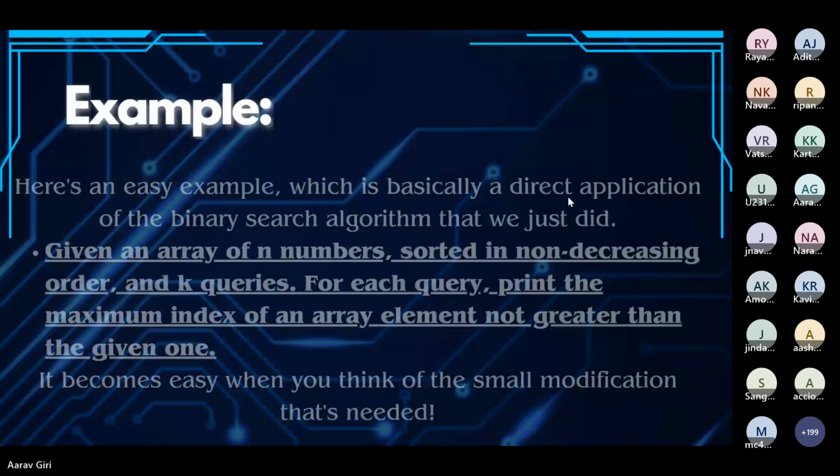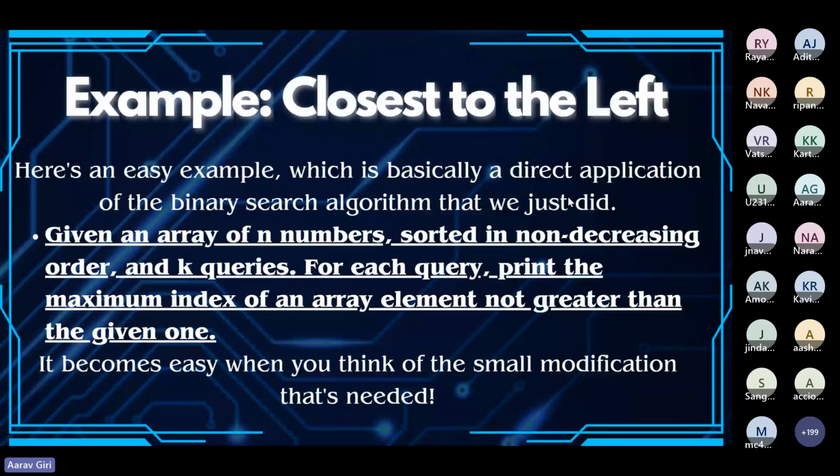Let's take up this example, closest to the left. So now you're given an array of n numbers sorted in non-decreasing order. That means either they'll increase or some elements will be equal. And you have been given k queries. For each query, we need to print the maximum index of an array element not greater than the given one.